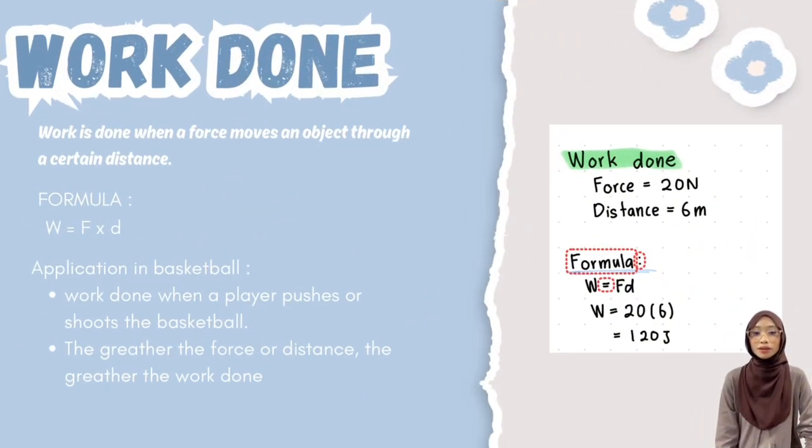Let's look at how to calculate work done. In this example, we are given a force of 20 newtons acting on an object, moving it over a distance of 6 m. To find the work done, we use the fundamental physics formula. Work equals force multiplied by distance, or W equals Fd. By substituting our values into the equation, we get 20 newtons multiplied by 6 m. Calculating that gives us a final answer of 120 J. Remember, joules is the standard unit for energy and work done.